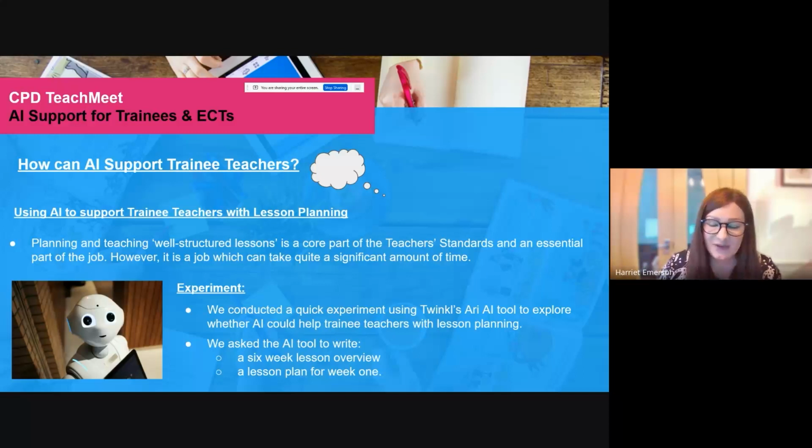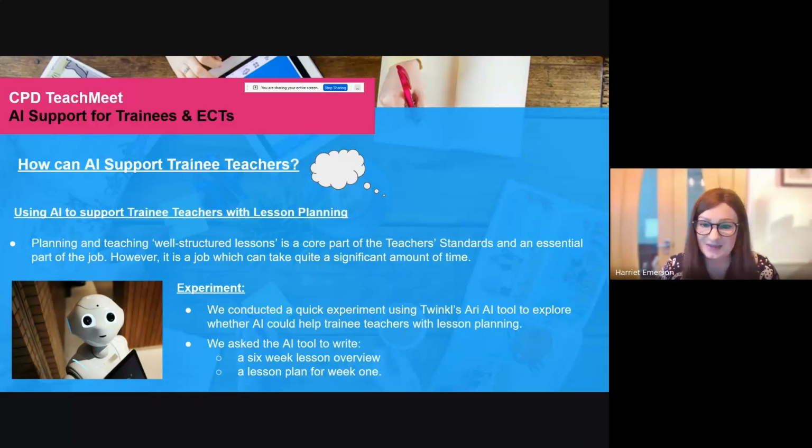So we did a few experiments to see how AI could support trainee teachers. And the first thing we looked at was how and if it could help teachers with lesson planning. So obviously, as you know, planning well-structured lessons is a core part of the teacher standards, and it's an essential part of the job.